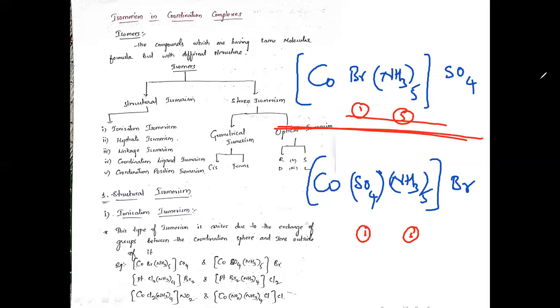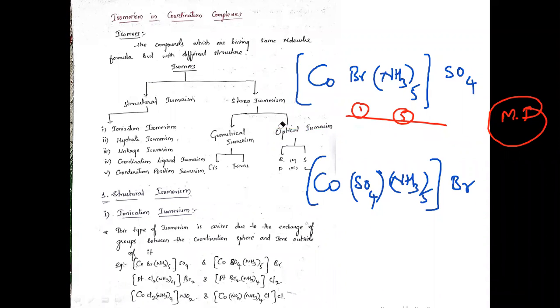Totally both the molecular formulas are the same. Molecular formula of these two complexes, both are the same. But there is a change in the physical properties. So this is due to the difference in their structure. So actually you can see here there is a change in the structure. You can see here, where is the structural change here?